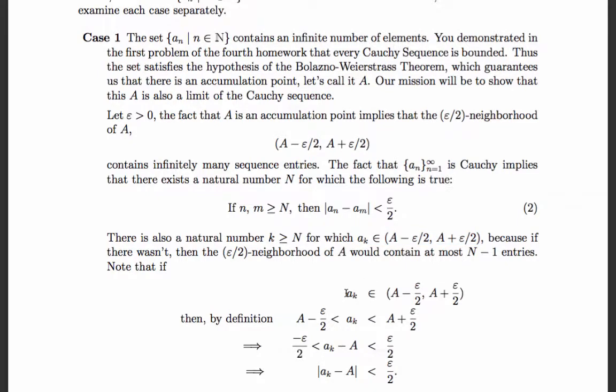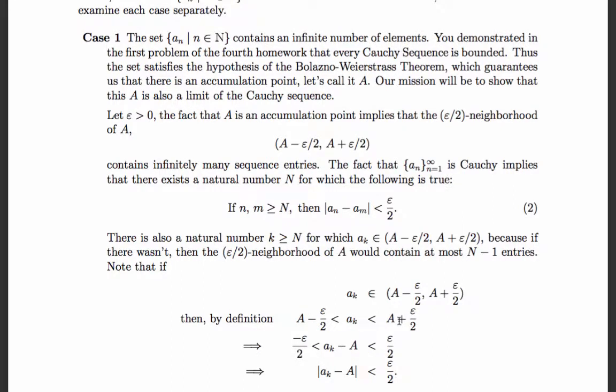Okay. So a_k is in my half epsilon neighborhood of A, right? In other words, it's a distance of epsilon over 2 from A, right? That is, a_k minus A is greater than negative epsilon over 2 and less than epsilon over 2. Of course, that comes by just subtracting A from every term.